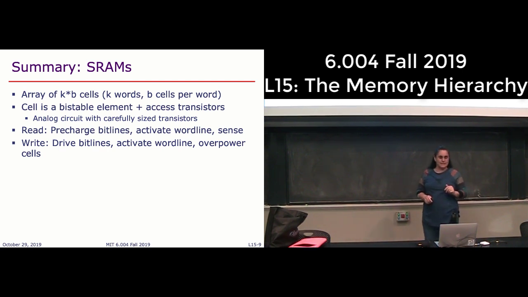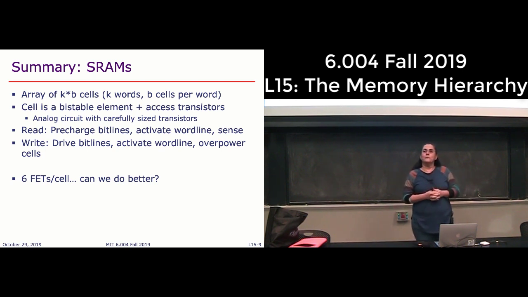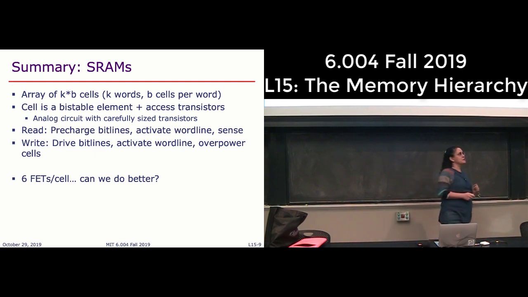Okay, so this is just a summary. I think we can skip that. So now we want to ask ourselves, okay, so we have an SRAM cell which consists of 6 transistors. Can we do any better than this? This SRAM cell is smaller than our registers, but could we make it smaller yet?